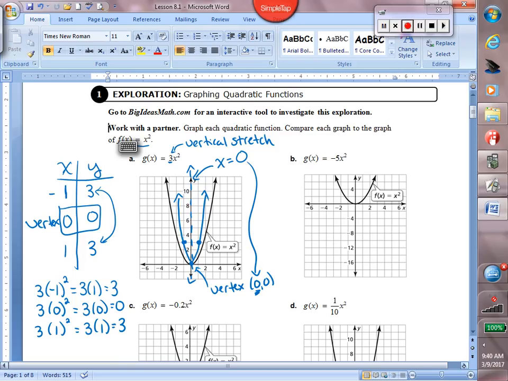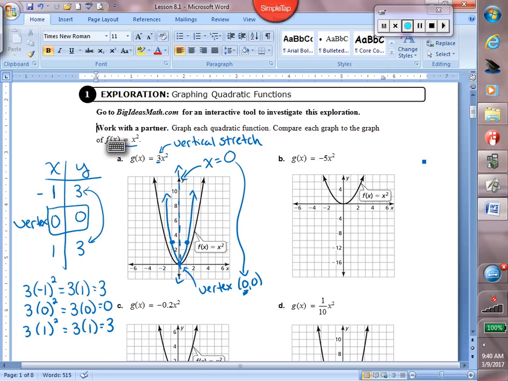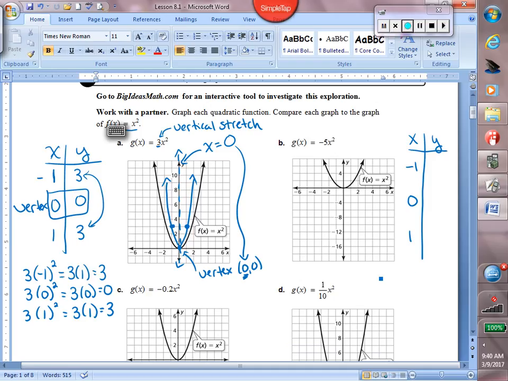Let's take a look at letter B. Let's set up a little table. And if you notice, we now have a negative sign. We're multiplying by a negative number, and there's our x squared. Let's set up our x values. And now we have to substitute in for x to get our values for y. Order of operations, we have to be very careful. We have to do exponents first. So -1 squared is 1.